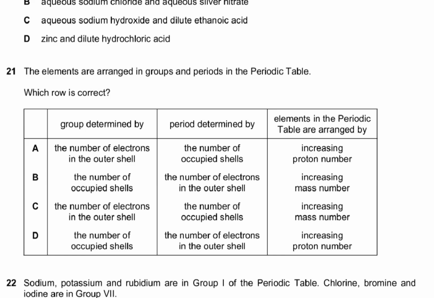Now we have group determined by the number of electrons in the outer shell, and period determined by the number of occupied shells. The number of electrons in the outer shell is the correct one. Group number कैसे determine होता है?